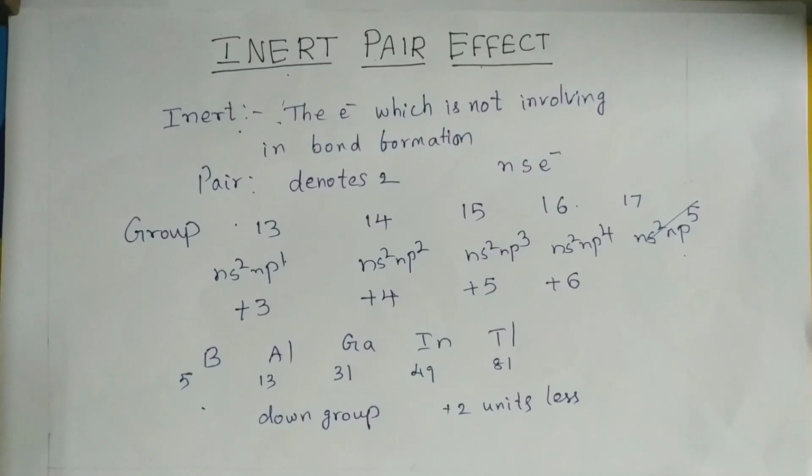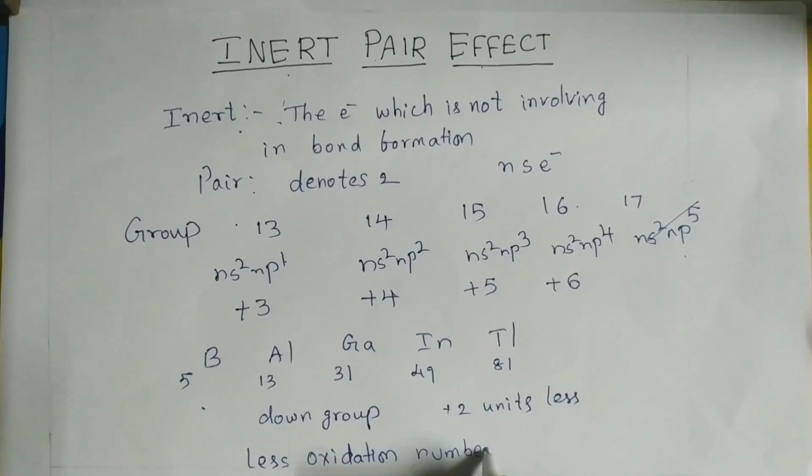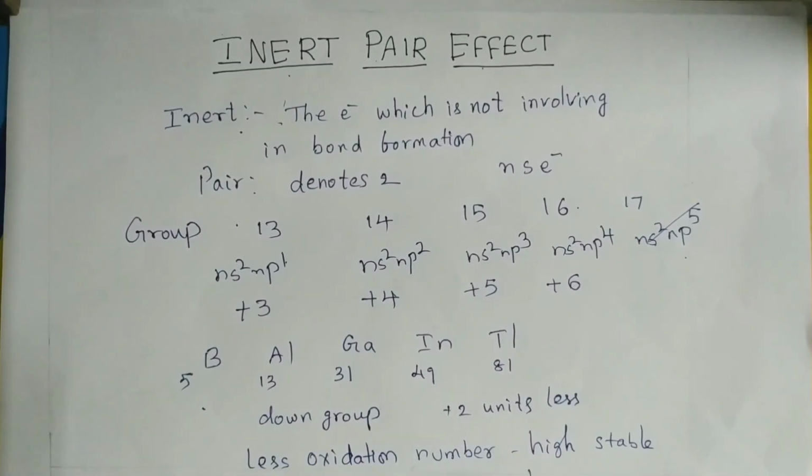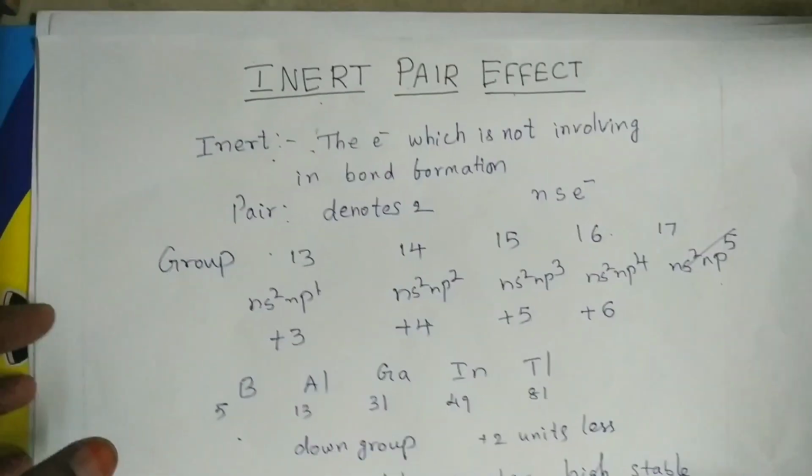And one more thing we can say here: the lower oxidation state or lower oxidation number is more stable, and the higher oxidation number is less stable. You should remember this. This was for the 13th group elements, and now we consider the 14th group.